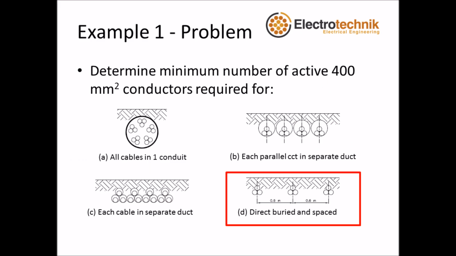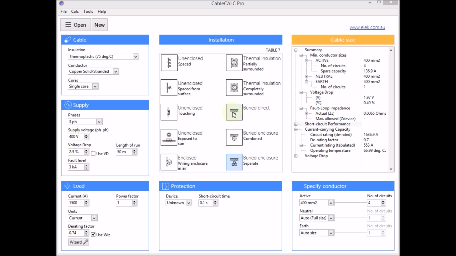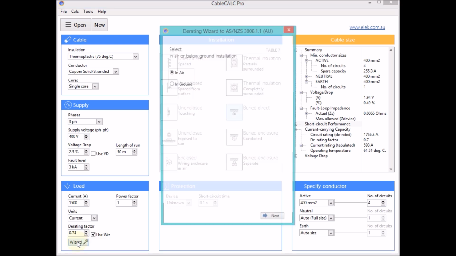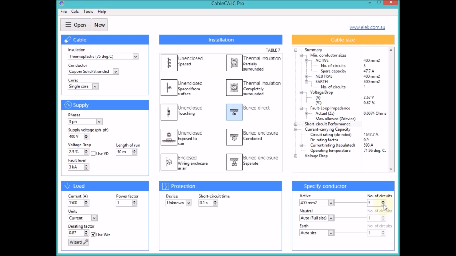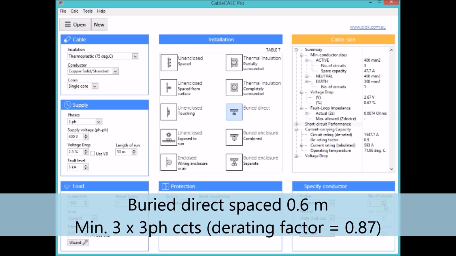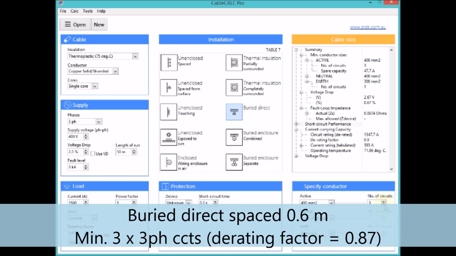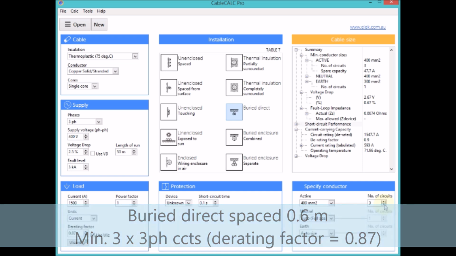The final scenario D is for direct buried and spaced three-phase circuits. The installation condition is changed to buried directly. The derating factor is calculated for only 3 direct buried groups, spaced at 0.6 meters. The overall derating factor as per table 25.1 is 0.87. Therefore, for final scenario D, only 3 parallel direct buried circuits are required. This is because the current rating of direct buried cables is higher than it is for enclosed cables.